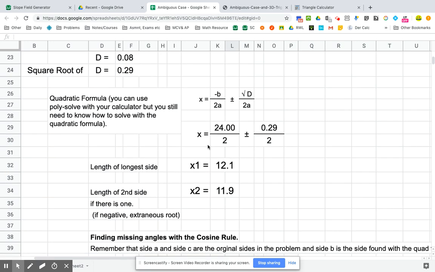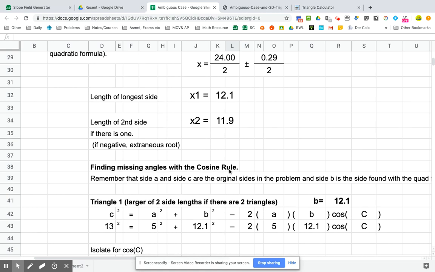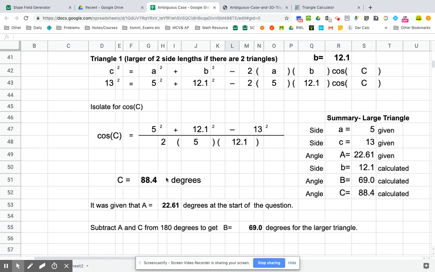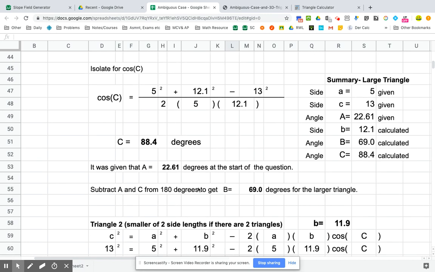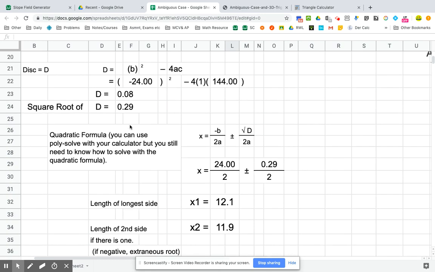is indicating that the discriminant is almost 0. So if I go through and do this, and I use the quadratic formula, because that discriminant is so small, look at this. I get x1 of 12.1 and x2 of 11.9. Basically, they're the same, right? They're basically the same, 12. So if I go back over it to get another angle, I notice I get 88.4 degrees. Well, 88.4 degrees is very close to 90. And the discriminant is close to 0. So when you get a discriminant in this scenario that's less than 1, in all likelihood, you have a right-angled triangle, right?